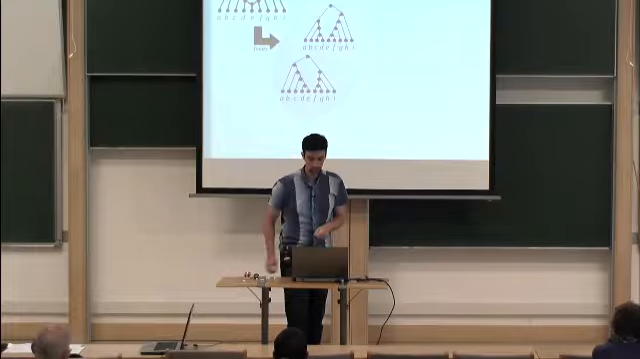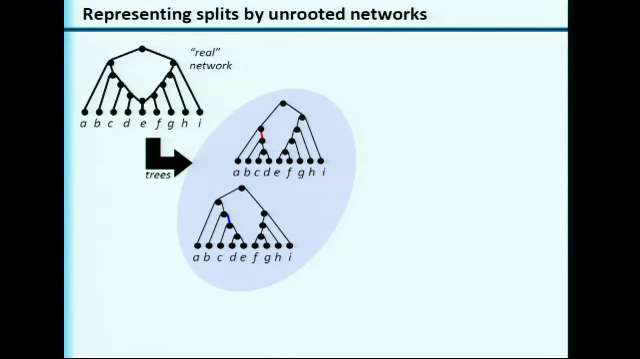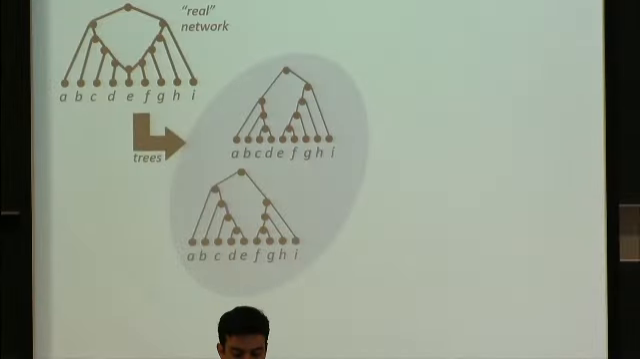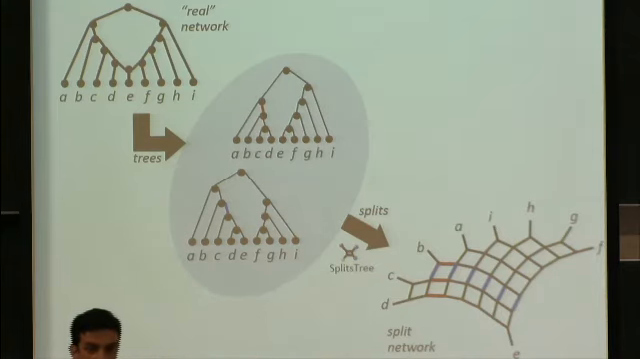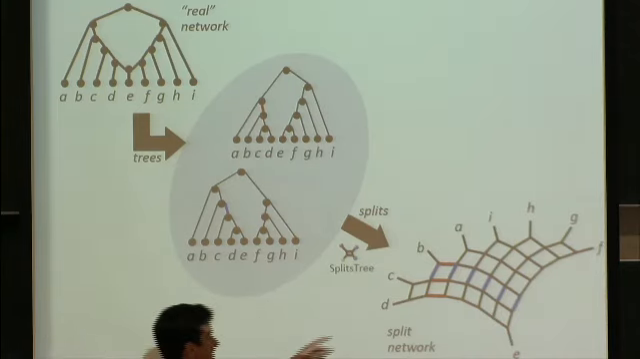Well, if you consider that this is the real network which represents evolution between those 9 species, usually what people do is they extract the gene trees. So for example, we have those two, and before, when there were just split networks, people would put those trees into SplitsTree and do a consensus network, and you would obtain this split network.